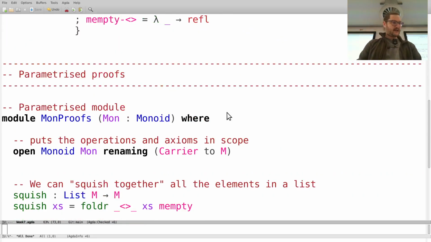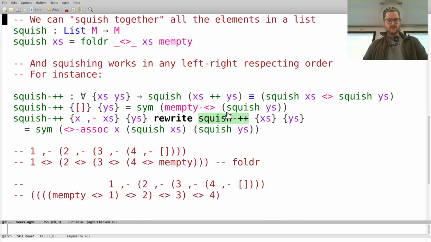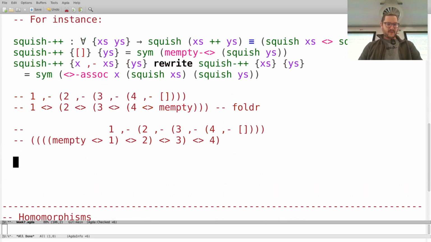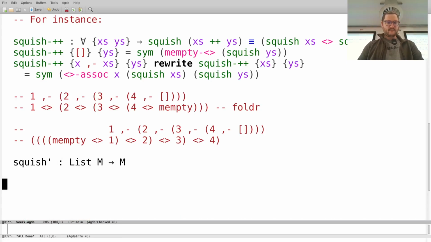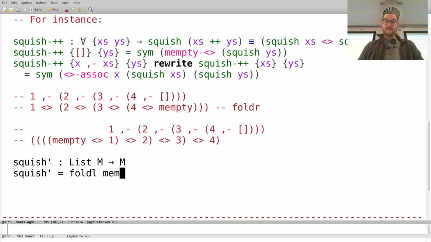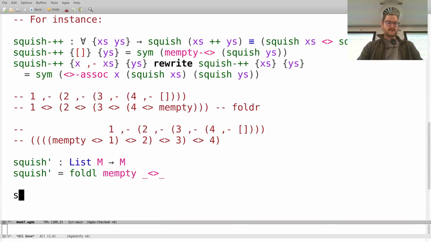And the nice story, and I don't think we'll have time to do it, but it's a good thing to try to think about, is that you could define squish prime, list m to m, in terms of fold L. So if I remember, I had the accumulator as the first thing, so it's empty at the start, and then I need a way to combine the values. So that's this thing, and then you could say for a monoid, I should make it explicit, it doesn't actually matter which one you use.